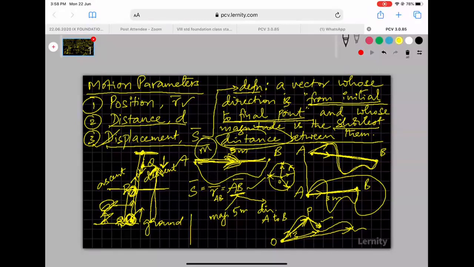Now, what about the graph? If I draw a graph between displacement and time, what can I say about the graph? Can displacement increase with time?